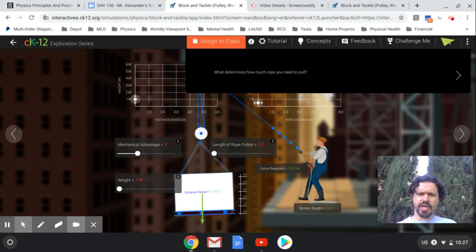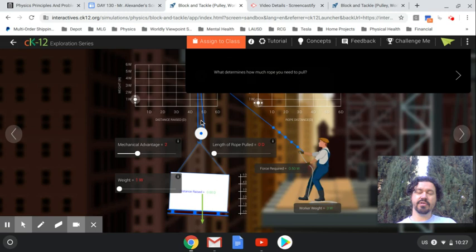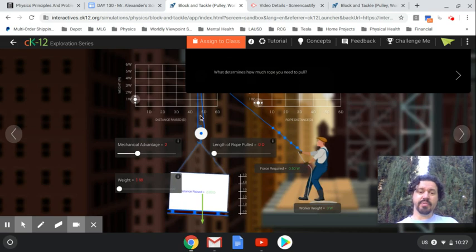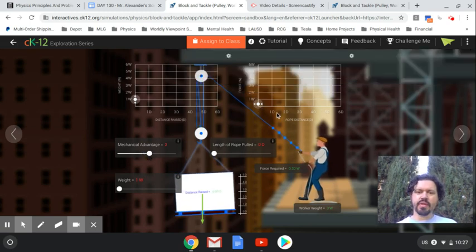What determines how much rope you need to pull? Well, if we have 2 sections of rope, it's the same rope here, but 2 sections of rope here where I'm moving the cursor. So 2 sections here, then that doubles my mechanical advantage, and it cuts the force required in half. If I put a 3rd section like this, then now it's a 1/3 of the force.